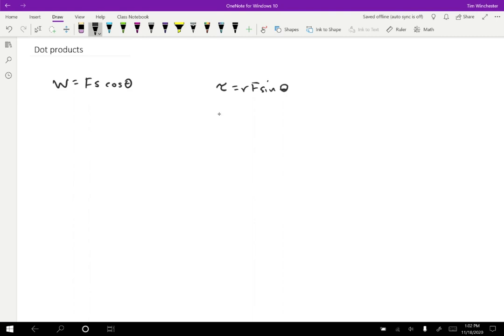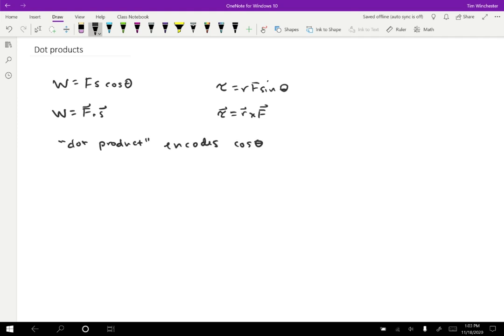So just like we had a shorthand for the torque formula, which was r cross F, and that cross encoded the sine theta, it encoded some information about direction and so on. We also have a shorthand for the type of relationship that goes into creating work. So we can write work as F dot S. Okay, so what does that mean? Well, the dot product, as we call this, encodes the cosine theta.